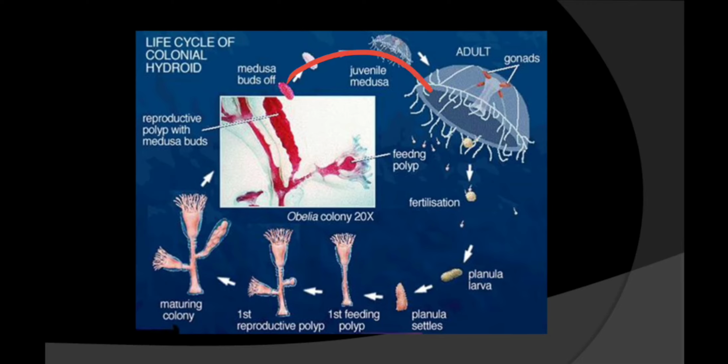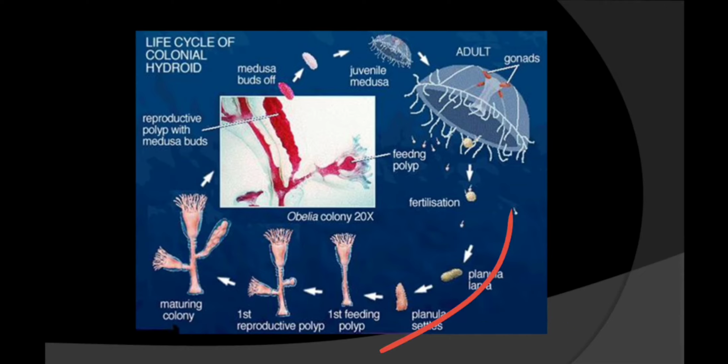Okay, so this is the adult medusa. Now adult medusa forms ova and gametes. These gametes fuse, fertilization takes place, and they give rise to a larva. The larva of these coelenterates is known as planula larva. Planula larva is the larva of the coelenterate. This larva is not present in hydra, so except hydra, others have this larva.